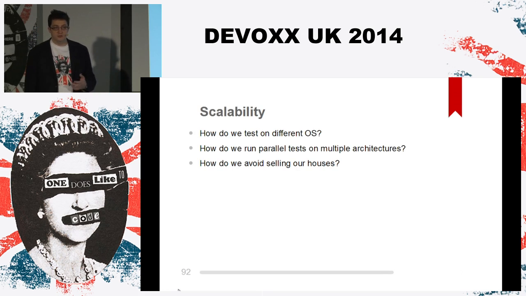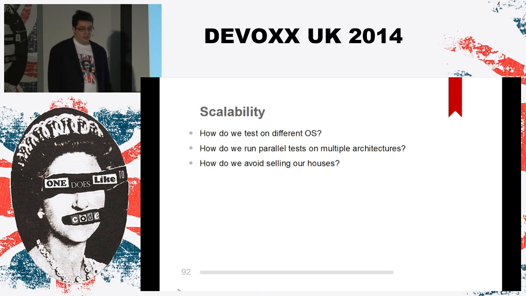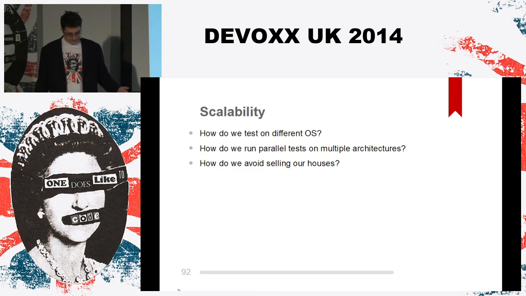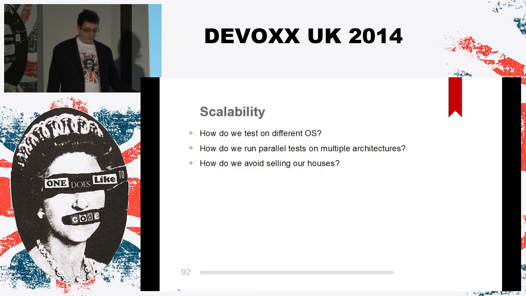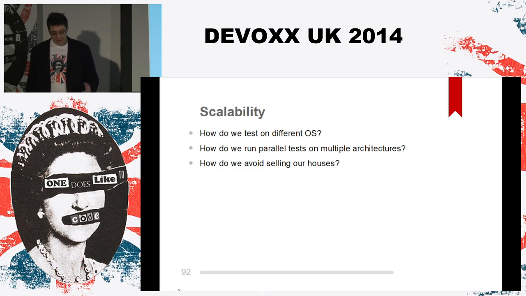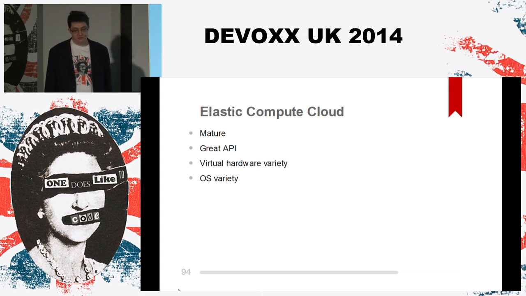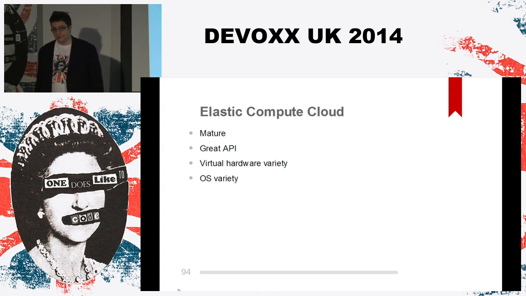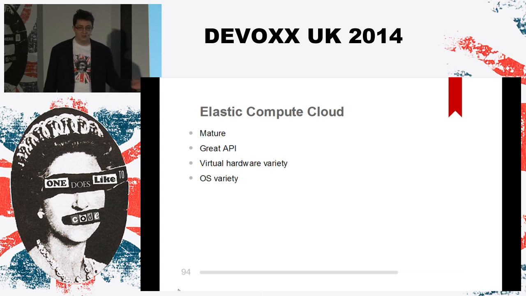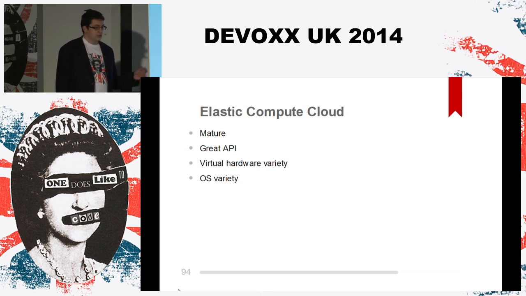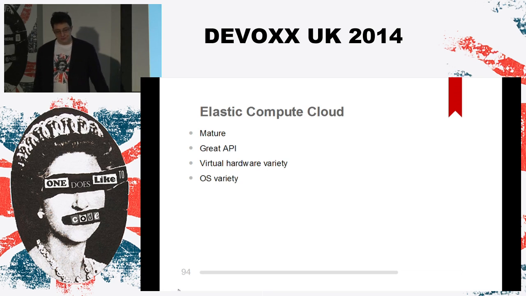So the next problem that we tried to address is that we needed to test some of the modules on different operating systems, and on multiple different architectures, and we didn't want to do it on real servers. So we went to Amazon Web Services, and specifically to Elastic Compute Cloud, which is quite probably the most mature cloud on the planet at the moment, and has a great API, and it provides a lot of different hardware variety, meaning that we can launch quite powerful instances.